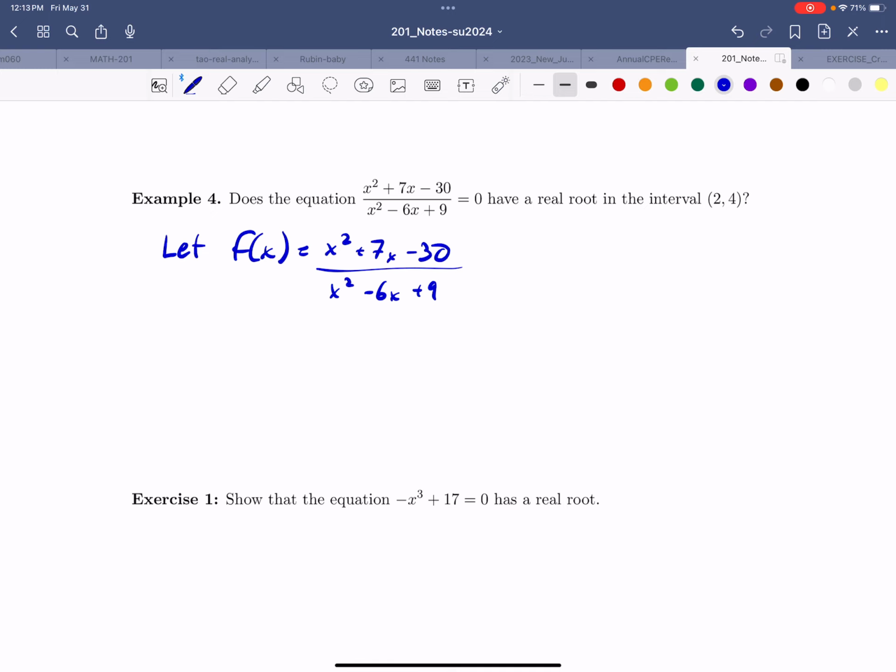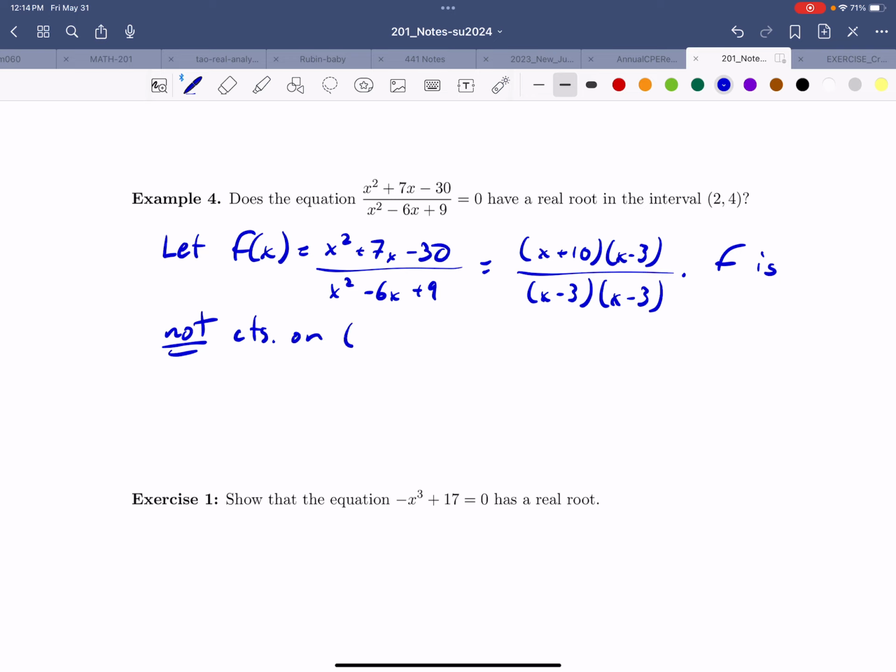over this, right? Now, if we take a look, we can actually factor the top and the bottom, right? This is going to be x plus 10 times x minus 3, and this is going to be x minus 3 times x minus 3. So you notice that something cancels, right? The x minus 3's cancel, but hold on a sec. We can't divide by x minus 3, right? F is not continuous on the interval from 2 to 4.